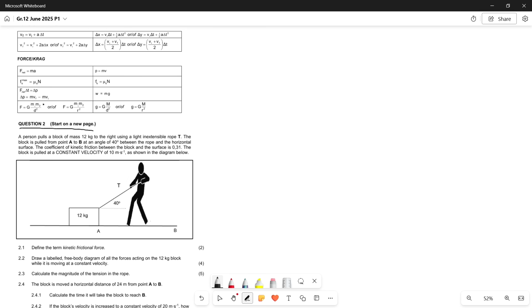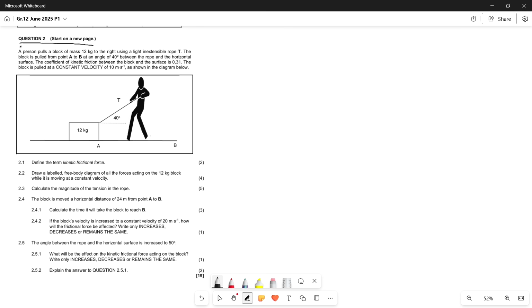Cool, guys. So this is question 2 of the physics paper. This is the beginning of Newton's, and let's jump right in. So we have a person pulls a block of mass 12 kilograms over there to the right using a light inextensible rope T. So we have tension. The block is pulled from point A to point B over here at an angle of 40 degrees between the rope and the horizontal surface.